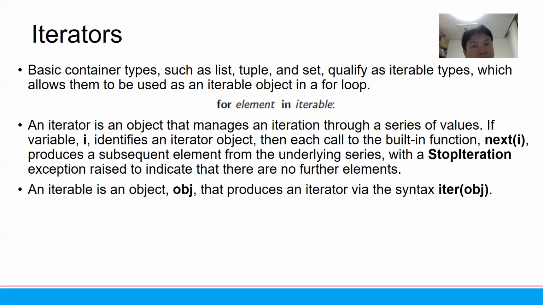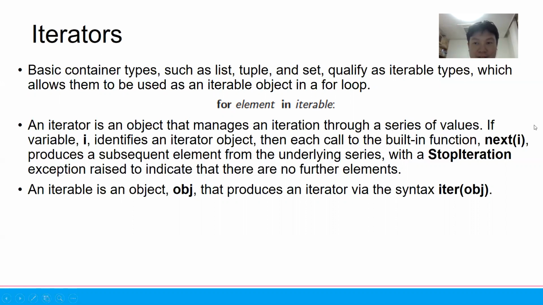The next is iterators. The iterator is similar to the for loop. If you are familiar with the for loop, then you know about the iterator, but the iterator is another way to iterate. It allows you to iterate over an iterable object in a for loop like this one: for element in iterable. An iterator is an object that manages an iteration through a series of values. So if you have a series of values, then I will try to iterate.